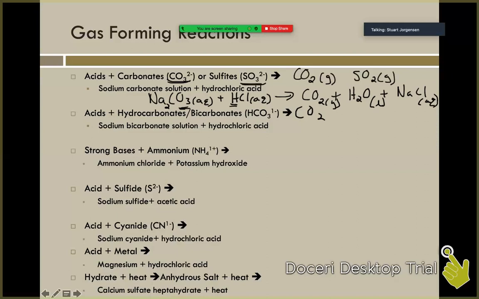We've got 2 sodiums. Let's go back. Let's fix it. We've got 2 sodiums here on the front side, so we're going to need 2 on the back. Sorry, let me undo that.